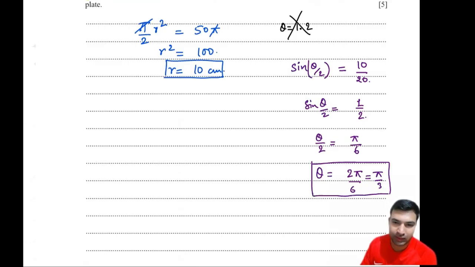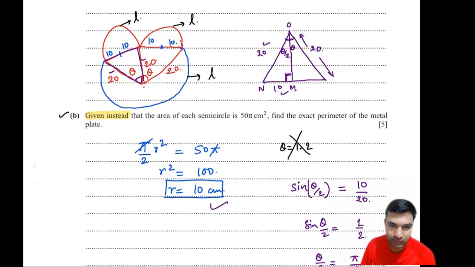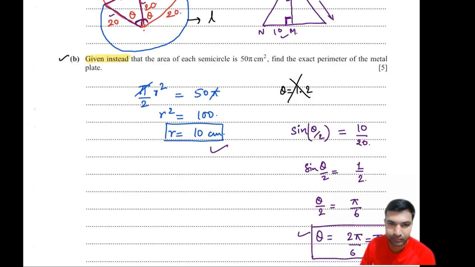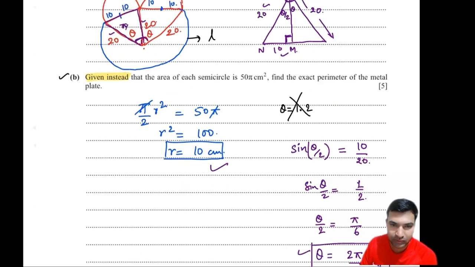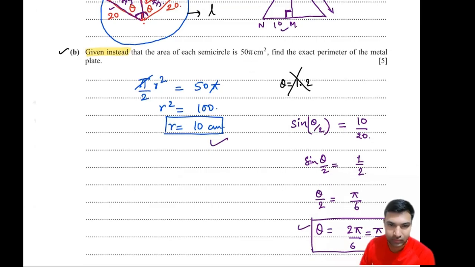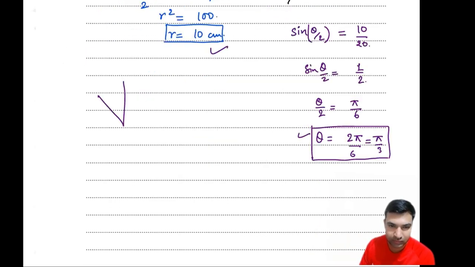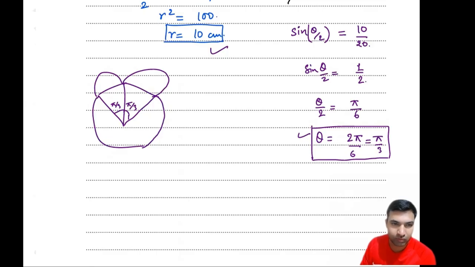So we have r and we have theta as well. Let's put it over here. So this is pi over 3 and this is also pi over 3. Now let me redraw the shape over here. This is pi over 3 and this is also pi over 3, which we got by symmetry. So what will be this length?